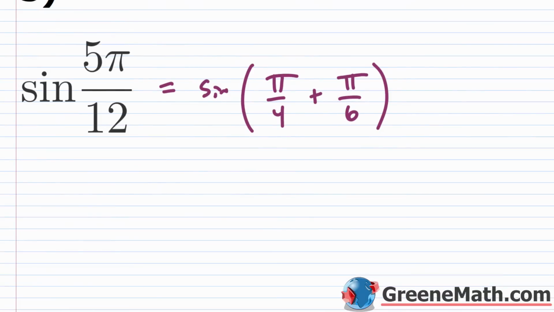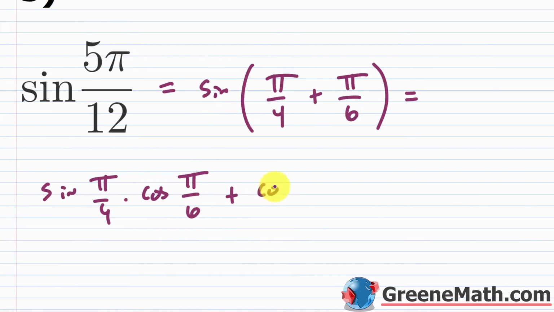So let's come down here, we'll just say this equals. Again, I'm just going to use my sum identity for sine, so I'm going to say this is the sine of pi over 4, and then multiplied by the cosine of pi over 6, then plus, we have the cosine of pi over 4, and then times the sine of pi over 6. Now, hopefully at this point, you don't need the unit circle. You have one that I've provided to you if you need that. I'm just going to go off memory here.